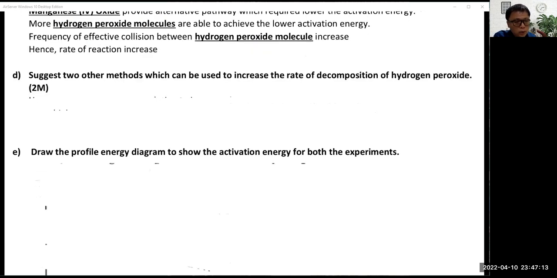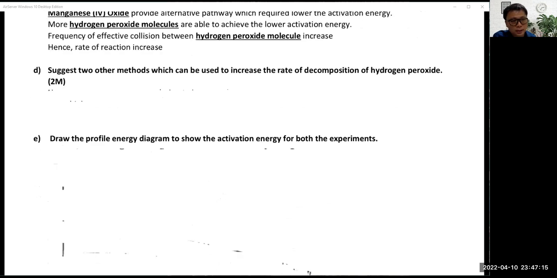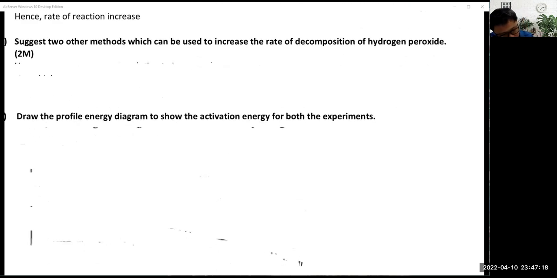Okay, suggest two other methods to increase the rate of reaction. In this case, to increase the rate of reaction, this is the shortcut I teach you. First, we have solid, we have liquid, we have gas. For solid, you can decrease the size. For liquid, you can increase the concentration.